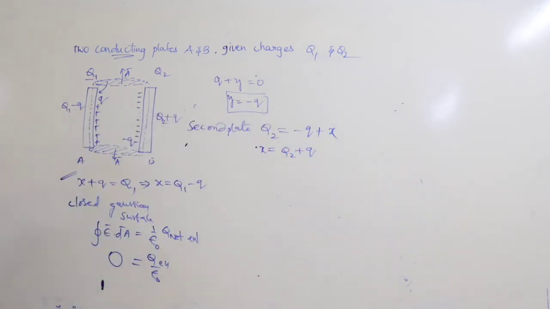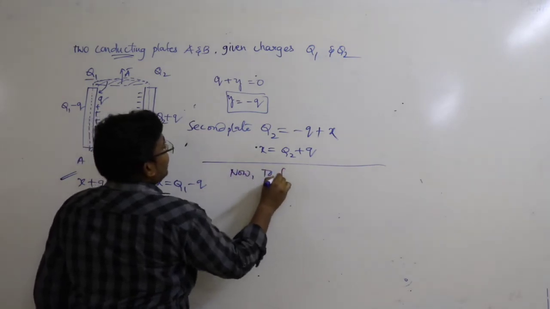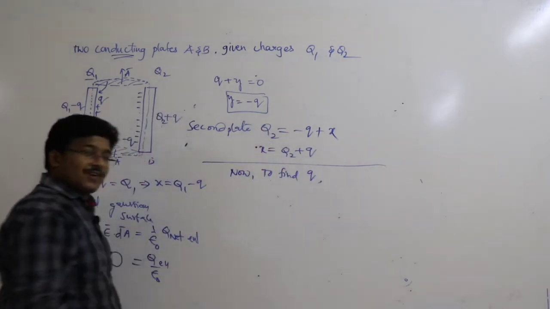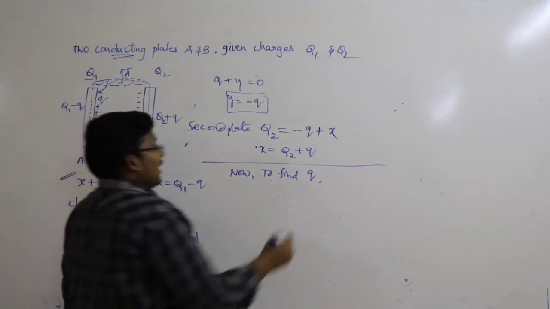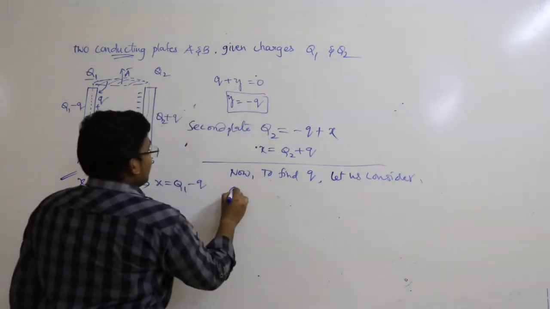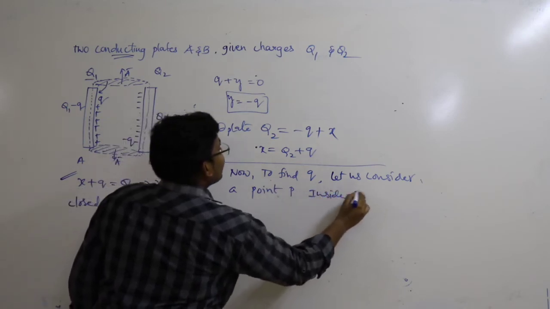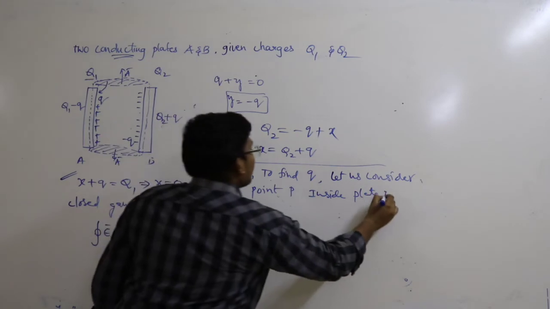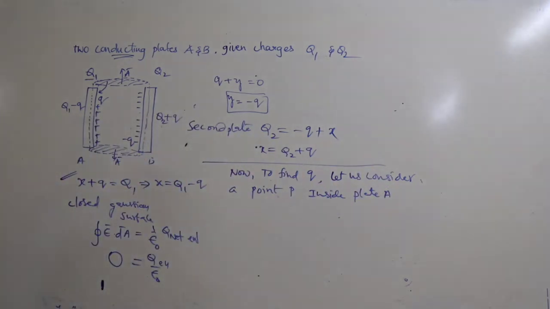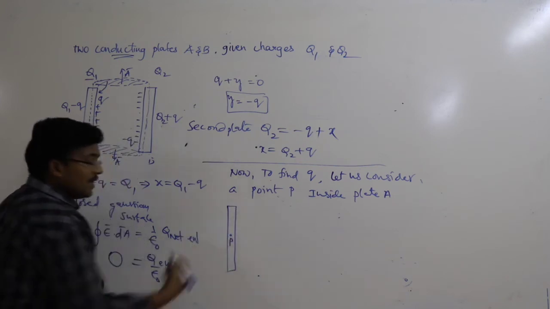Okay. Sir, then what is small q? How to find out small q? For this, to find small q, the value of small q, let us consider a point P inside the plate A. Now I am taking a point P which is inside the first plate.